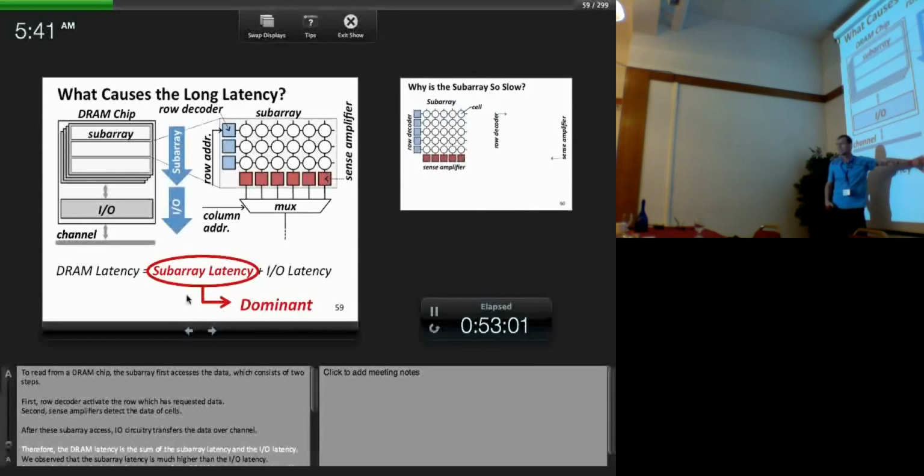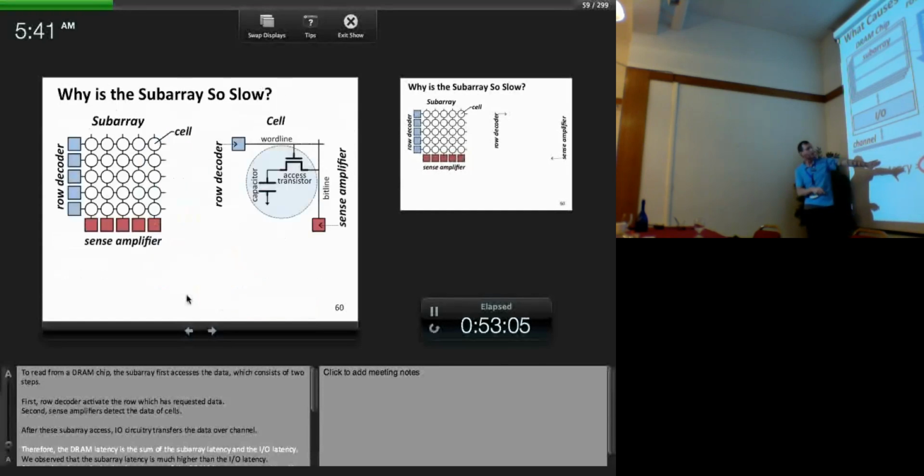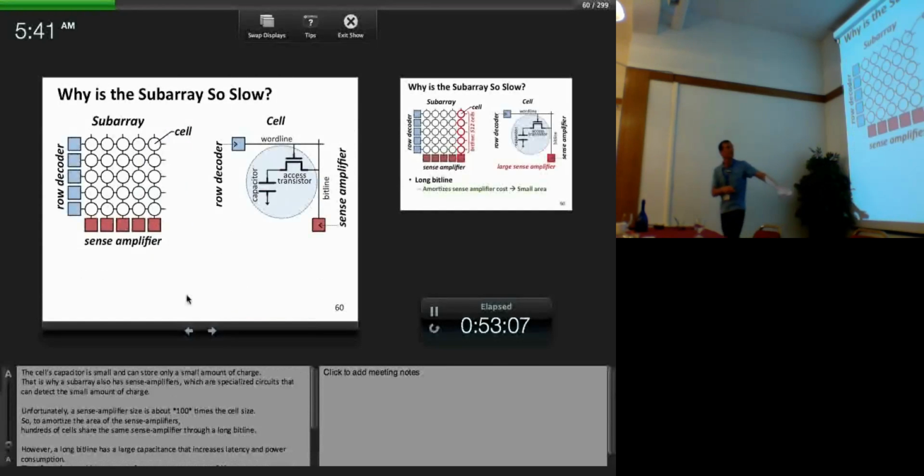It turns out the subarray latency is dominant. You can actually have techniques that reduce the I/O latency. So we're going to focus on the subarray latency. So why is the subarray latency so slow? If you look at the subarray, it has a sense amplifier. And the sense amplifier needs to be large. First of all, it's an SRAM cell. It's much bigger than a DRAM cell.